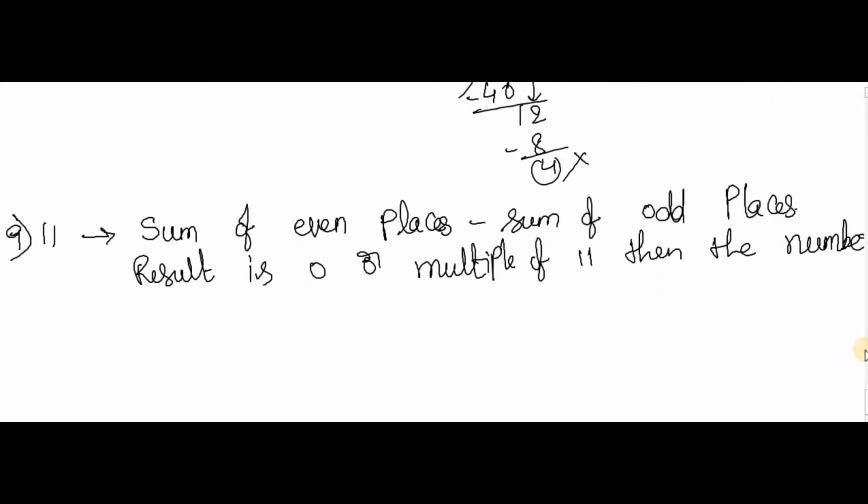Then the number is divisible by 11. Okay, it means for a given number, first we have to find out which is an even place and which is an odd place, and then we have to take the difference of that. After finding the difference, we'll get one result, right? If the result is either 0 or a multiple of 11, then the number is going to be divisible by 11. Now we will see with the help of an example.